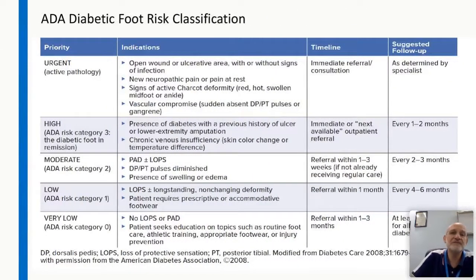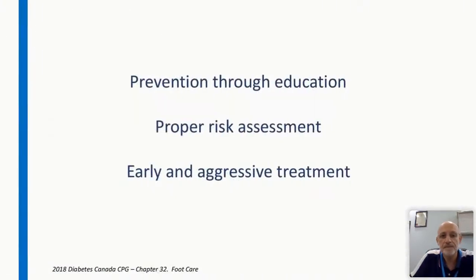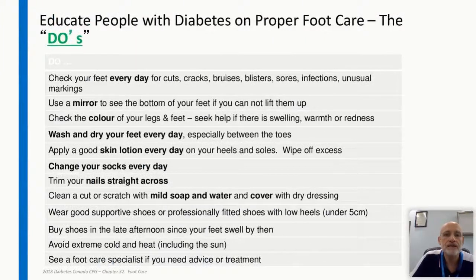This is the American Diabetes Association foot risk classification, and I think it's important for healthcare professionals to know who to refer and when to refer. We go from very low risk category to very high risk category. Low risk, just monitor. Very high risk is active and urgent referral to specialist care. Prevention through education is what matters. Proper risk assessment, early and aggressive treatment is what we want to be doing.